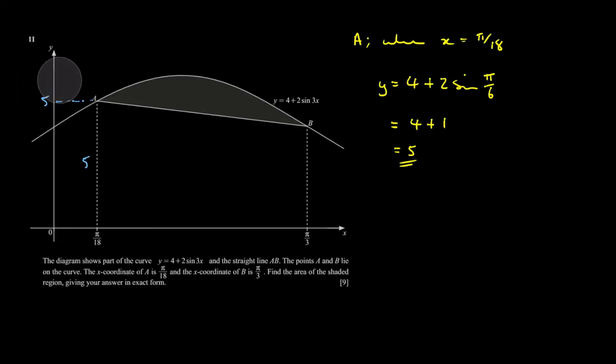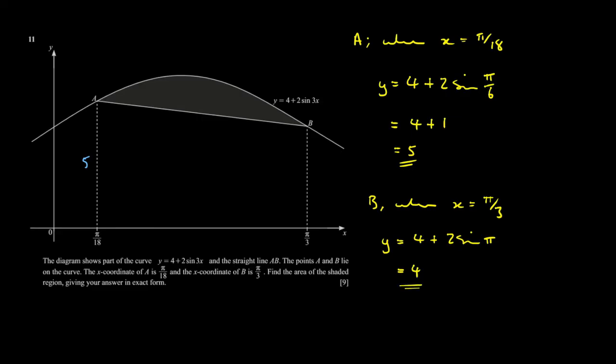Okay, all right then. What about B? Right, so B, when x is equal to pi by 3, y is going to be equal to 4 plus 2 sine 3 times pi by 3, which is pi. And sine pi is going to be 0, so I'm going to be left with 4.